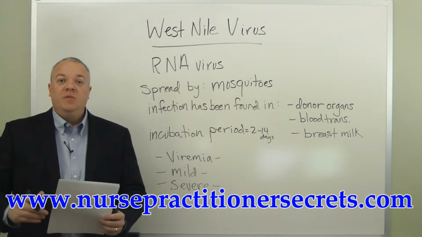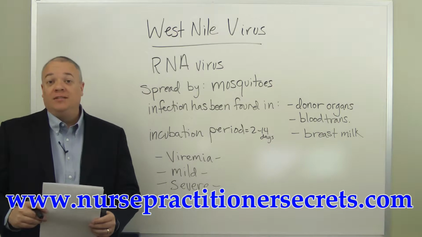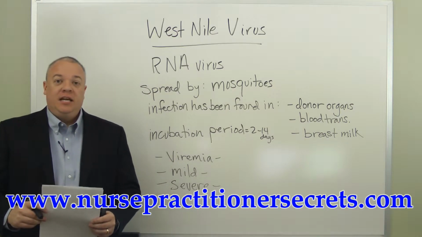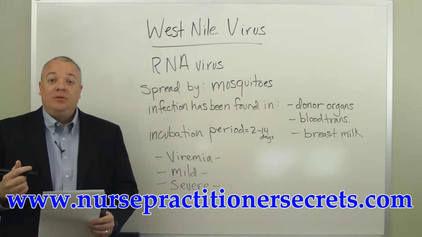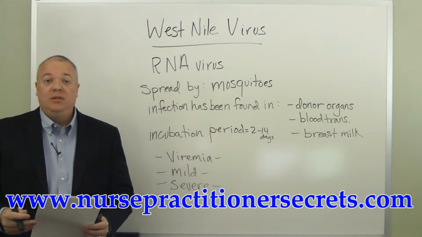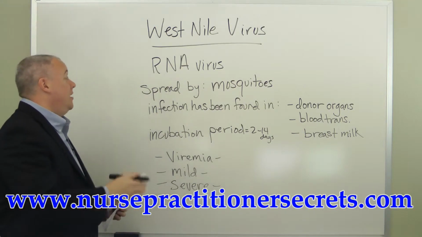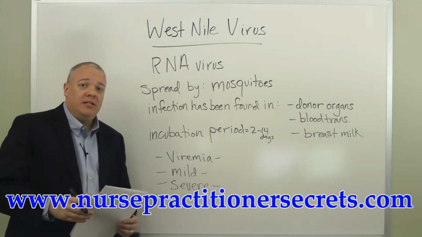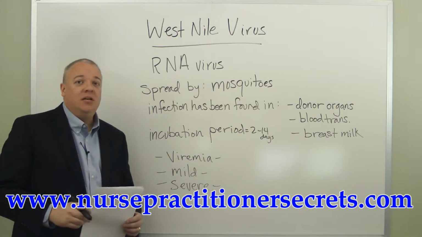Over the next few minutes, I want to briefly go over some of the important factors related to West Nile virus, understanding not only what it is, how it's spread, who gets it, some of the common symptoms and factors, that sort of thing. So we begin by looking at West Nile virus as an RNA virus. It's on the genetic level and it's spread by infected mosquitoes.